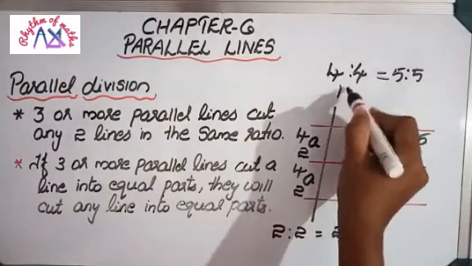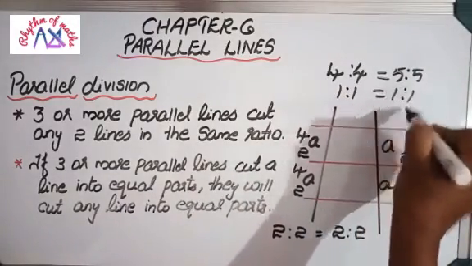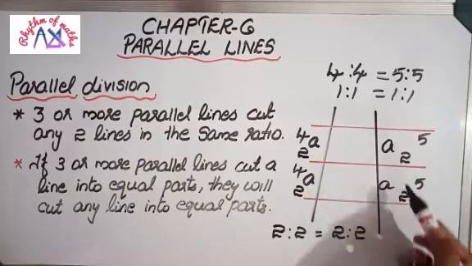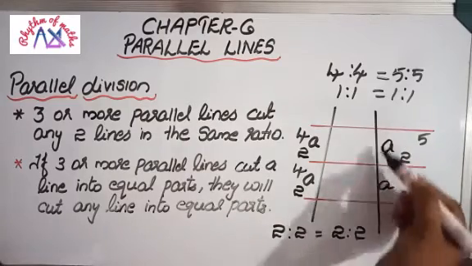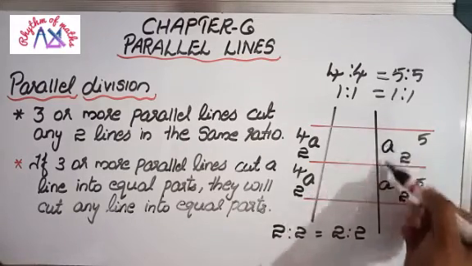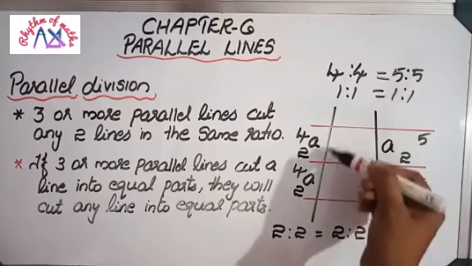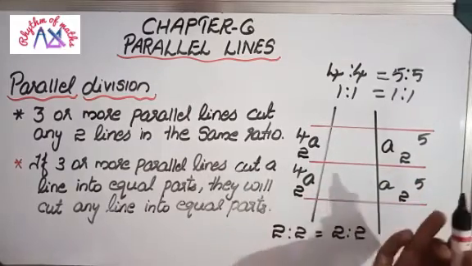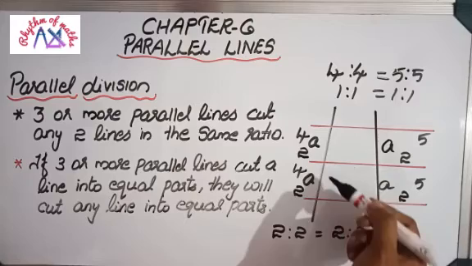Both are 1 is to 1 equal to 1 is to 1. Parts will be equal. The total line will be cut into equal parts. These two will be equal parts and these two will be equal parts. Measurement can be different but it will be equal.